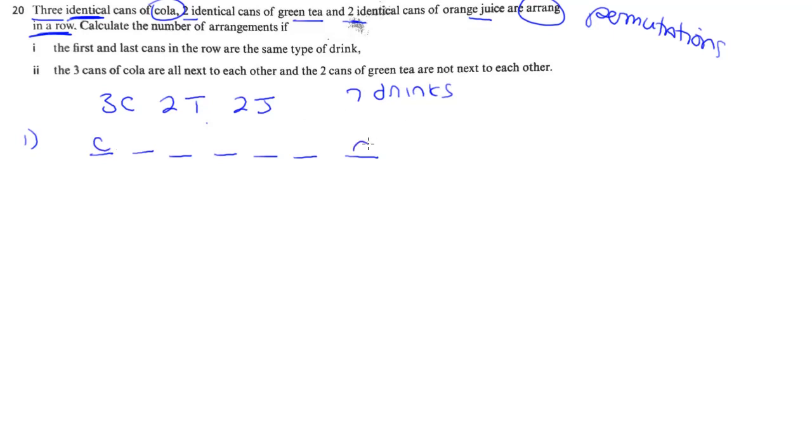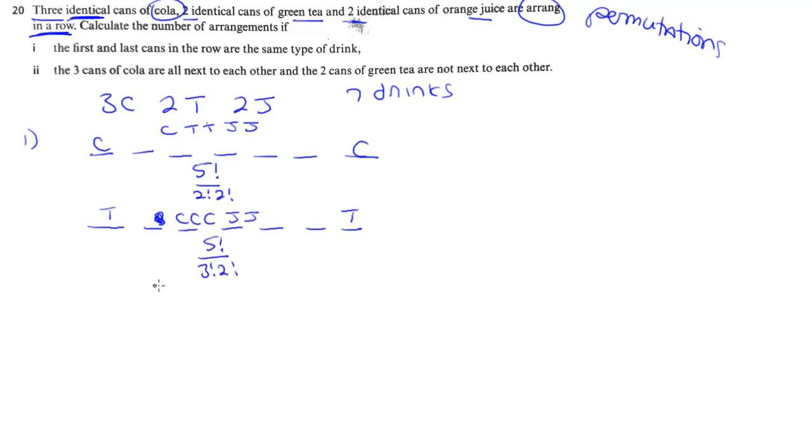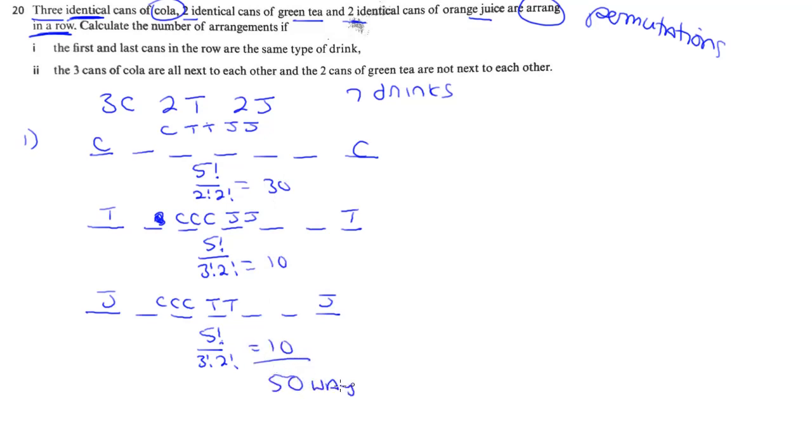Now, we've got 7 drinks, and one scenario is if I have a C on each end. Now, there's still a C left over, 2 T's and 2 J's, so that's going to be 5 factorial divided by 2 factorial times 2 factorial. Now, another way I can do this is T's on each end. Then I'm going to have 3 C's and 2 J's, well, that's 5 factorial over 3 factorial, 2 factorial. And then the last one is if the J's are on the ends, which is going to leave me 3 C's and 2 T's, which is pretty similar to what we've done before. I'm going to have 30 and 10 and 10, giving me a total of 50 ways for that to happen.